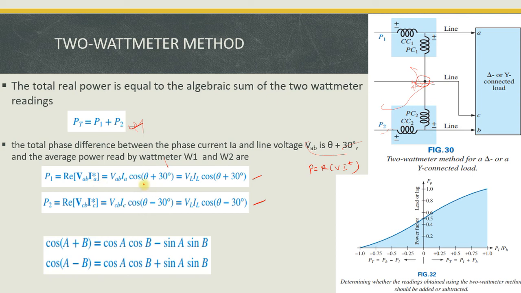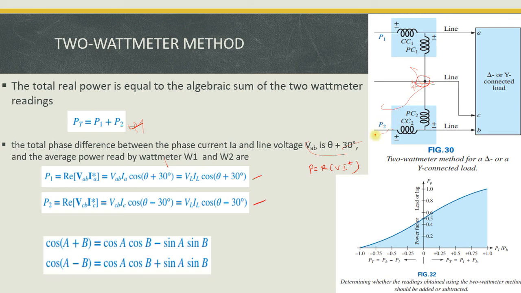So I use this formula: VAB into IA into cos of theta plus 30 degrees. Here VAB is my line voltage and IA is my line current, so it is replaced by VL into IL into cos of theta plus 30 degrees. Similarly, the real power measured in the second wattmeter, P2, is given by VL IL into cos of theta minus 30 degrees. So here the angle is theta plus 30 degrees, and in this case the angle is theta minus 30 degrees with respect to the values.